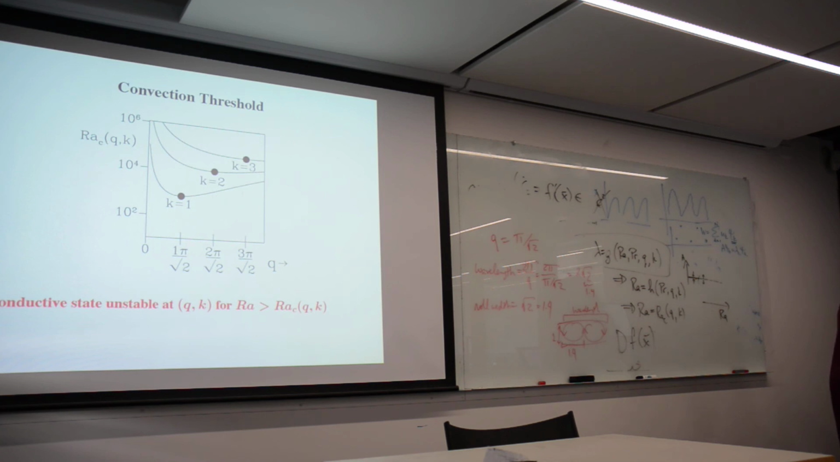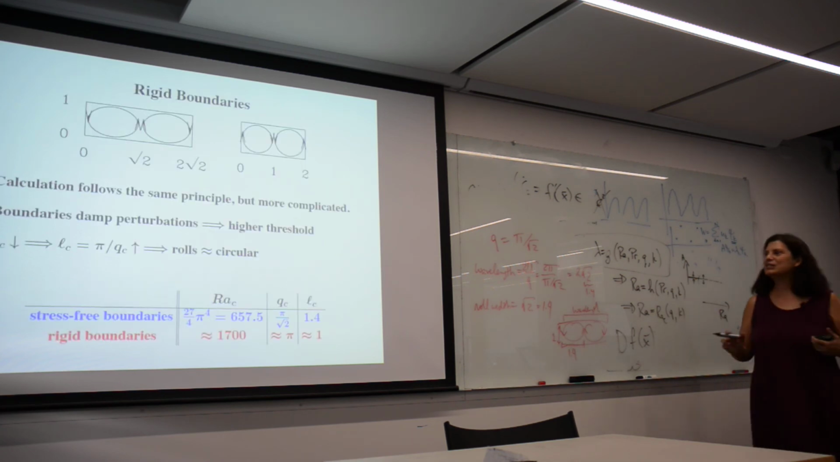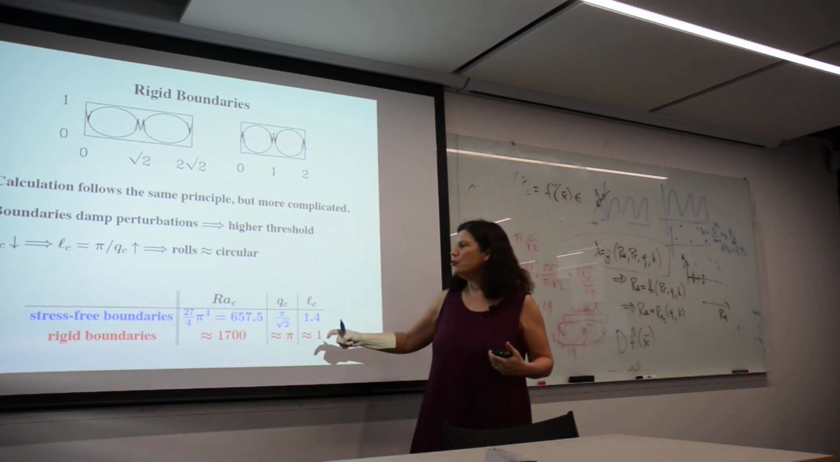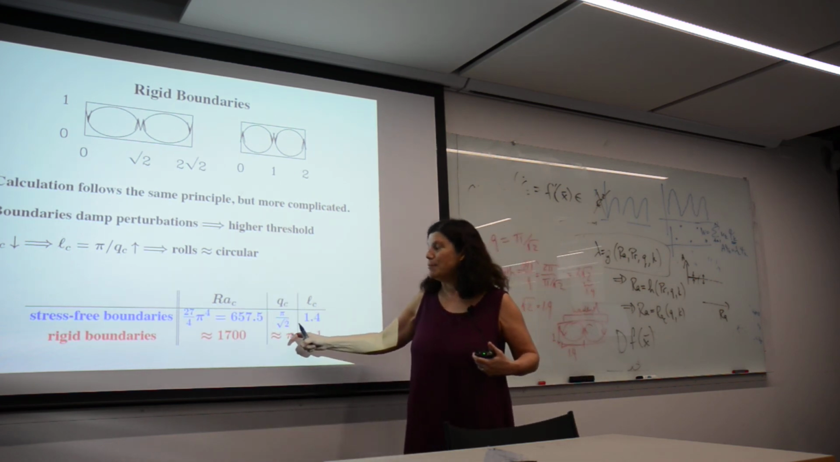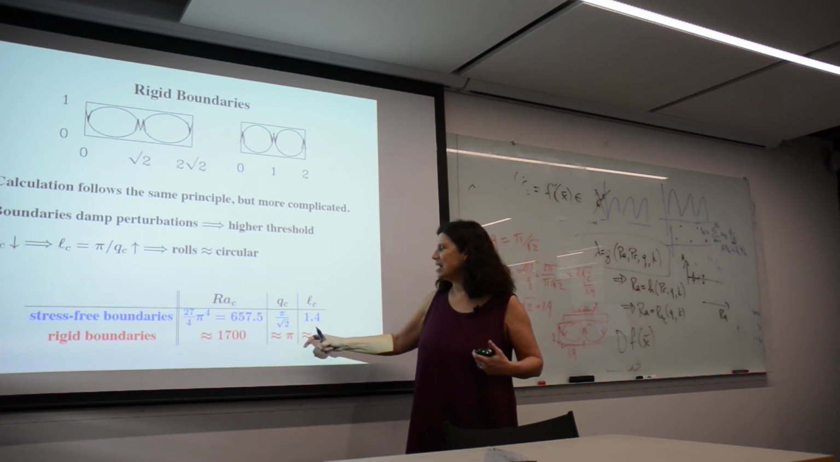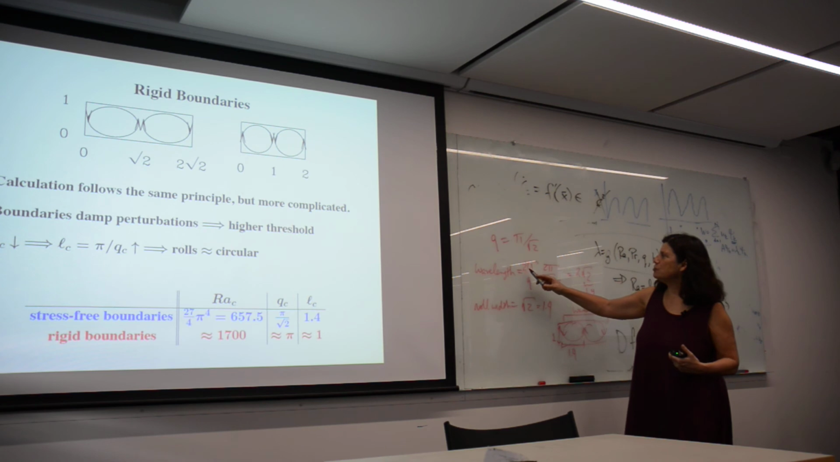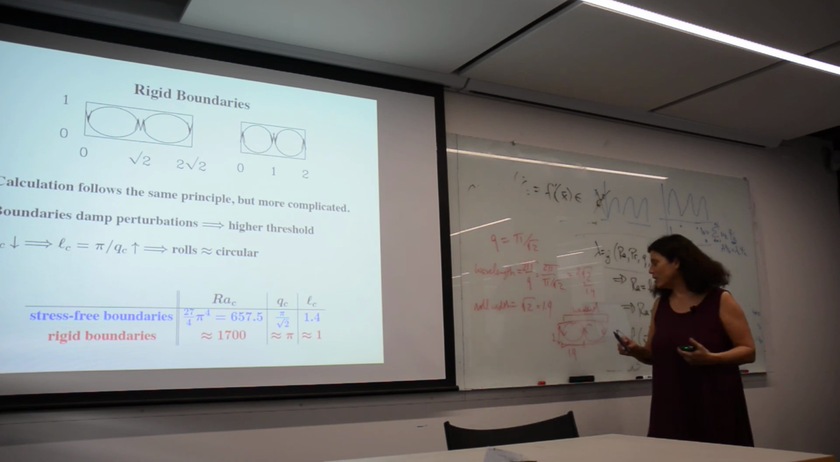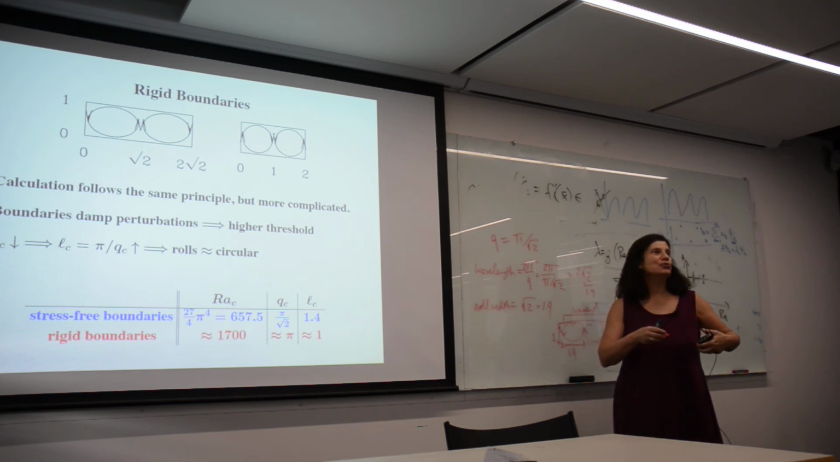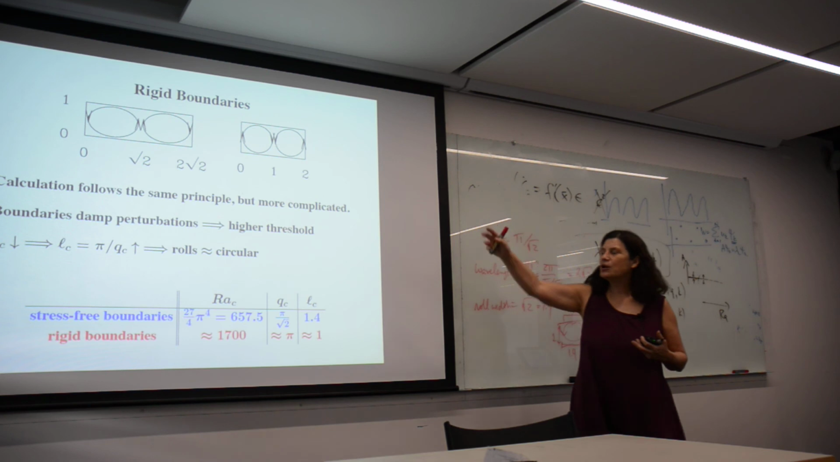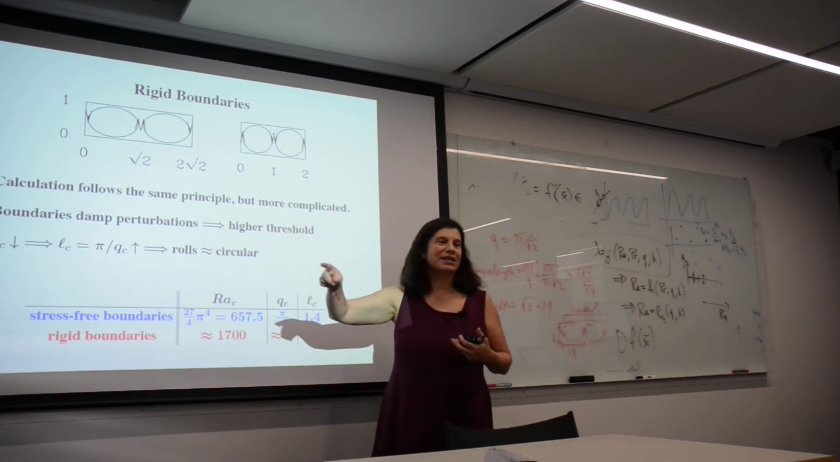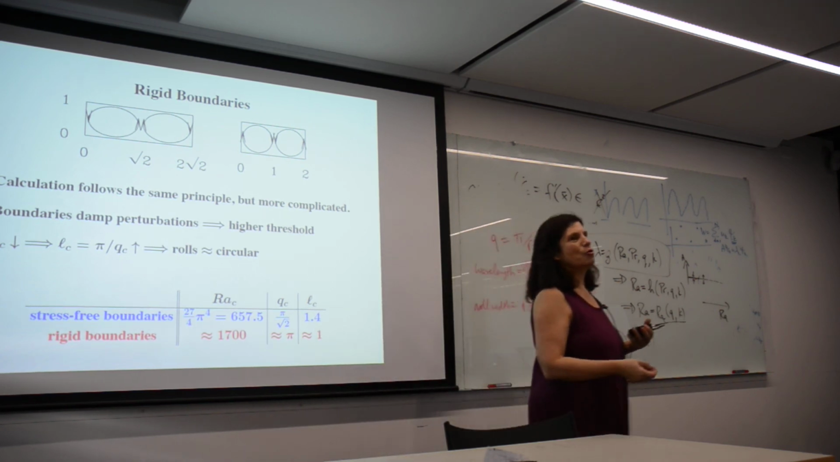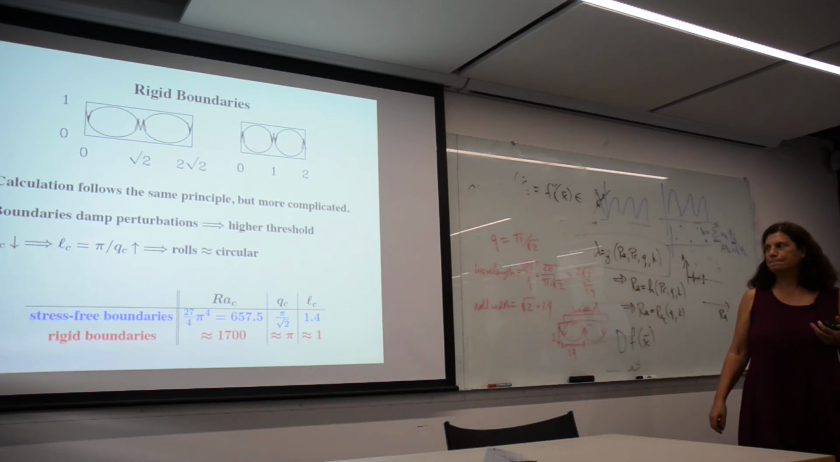If you do the whole thing with rigid boundaries, you get the more satisfying result that the q turns out to be pi and not pi over square root of 2, and hence the wavelength turns out to be 2 pi over pi. The wavelength is 2 and a single roll is 1. So what the free slip case wants to do is make elliptical things, and what the rigid boundary one wants to do is make circular things. It's not exactly pi, so it's not exactly 1, but pretty close.